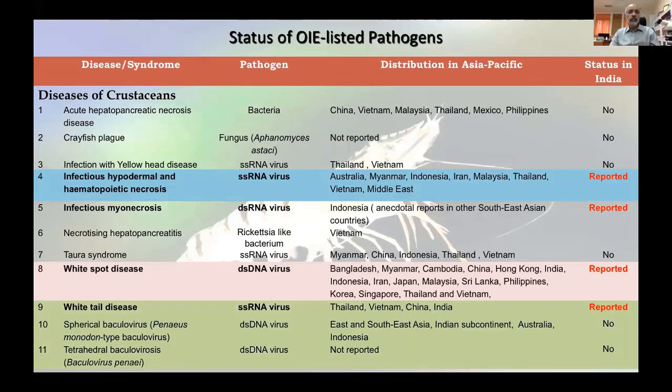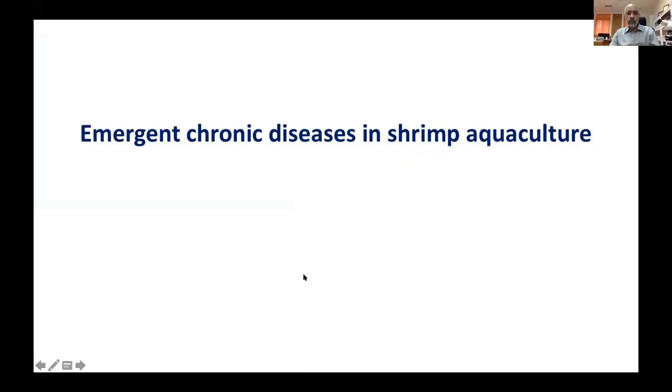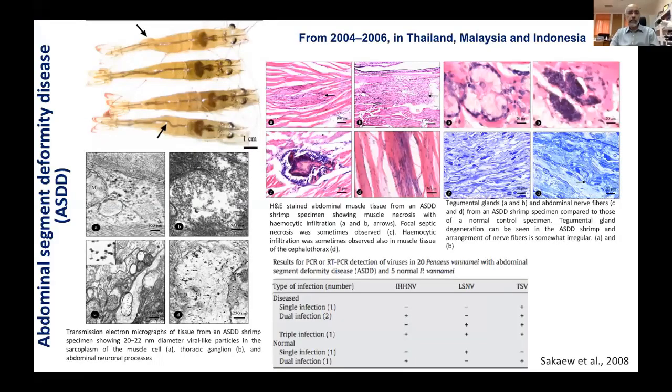However, none of the yield limiting or production limiting diseases are listed in this particular list. That is for an obvious reason, as I mentioned, because they do not cause huge mortality. They do not have any political implication in terms of international trade. So if you look at the emergent chronic diseases, I'll just take you through some of the important diseases.